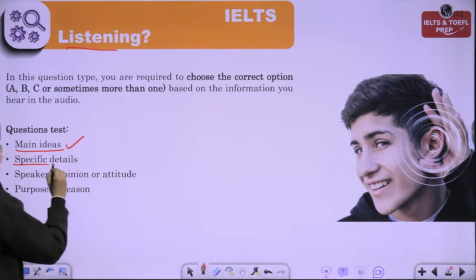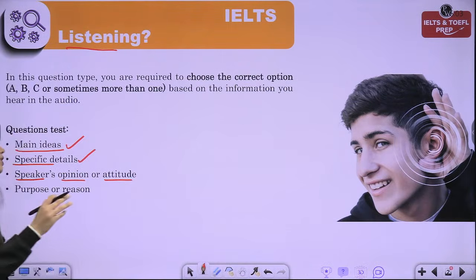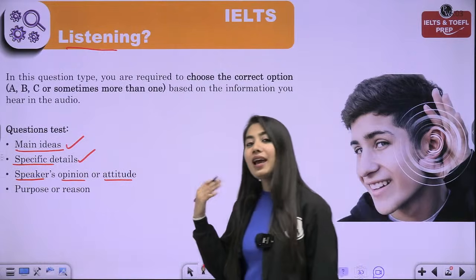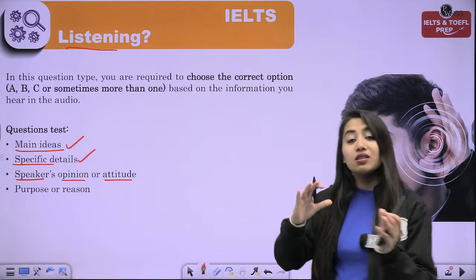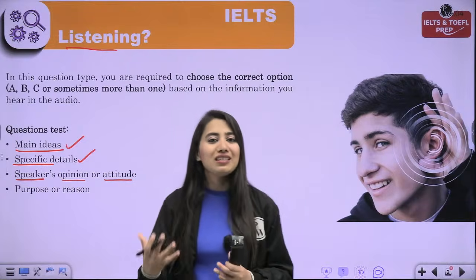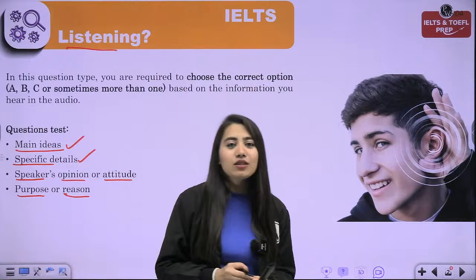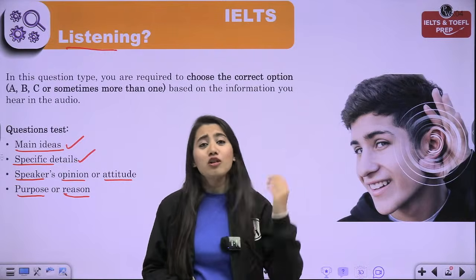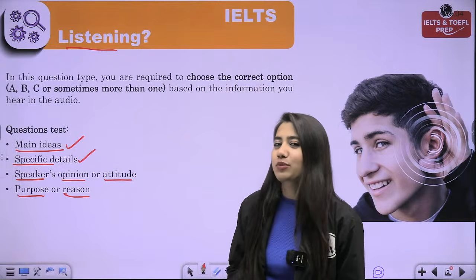You also need to search for specific details, and the speaker's opinion or attitude, like what kind of opinion the speaker is providing on a certain context. What is their attitude? Are there contrasting keywords or similarity keywords? We need to pay attention to all these things. Apart from that, we also need to look at what exactly the question is asking us. Is it asking for a purpose or a reason? All these are the major crucial steps over here.